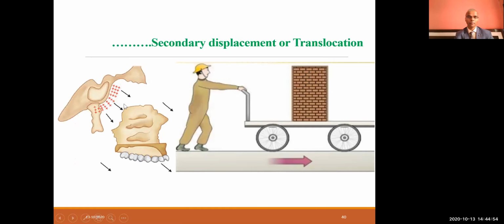Like here, the maxilla displaces in a downward and forward direction by bone growth at the cranial base. When growth occurs at the cranial base, it pushes the maxilla in a downward and forward direction. Like here, this structure is moved in a forward direction due to the pulling of the cart in a forward direction. This platform moves in a forward direction, not by growth of this structure as we have seen in primary displacement.